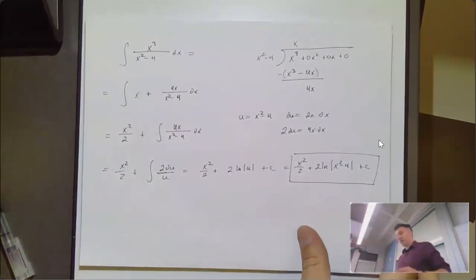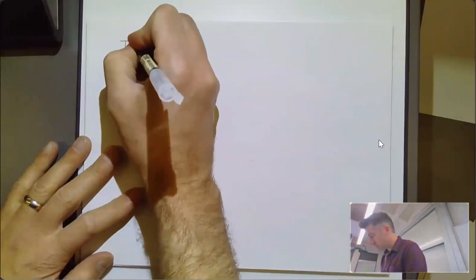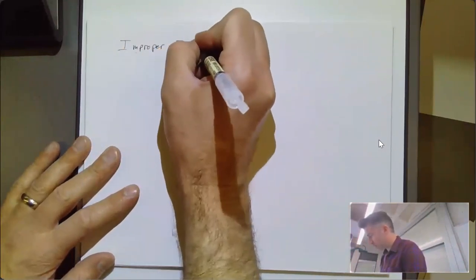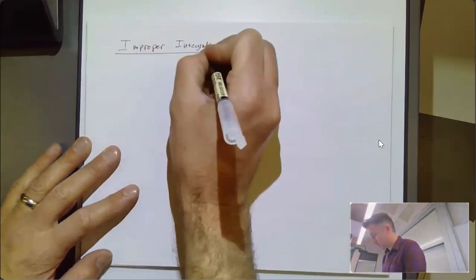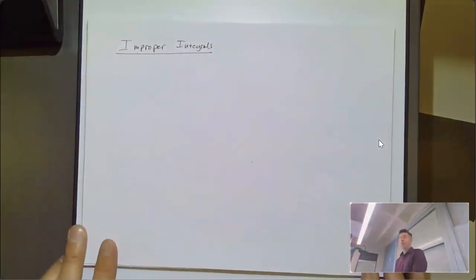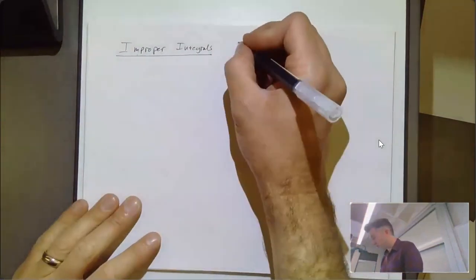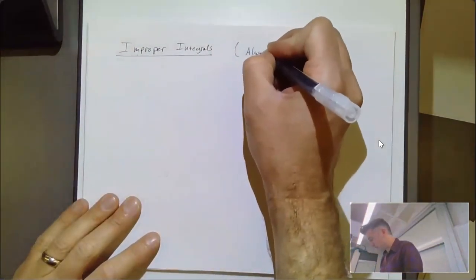Okay, let's talk about improper integrals. So first of all, what makes an integral improper? Well, there's actually two varieties of improper integrals. First of all, I should say an improper integral is always a definite integral, right? You can't be an indefinite integral and be improper. So improper integrals are always definite.